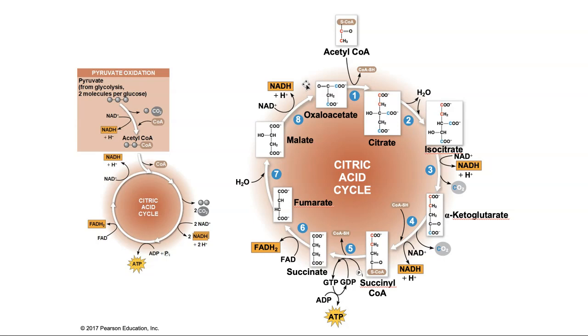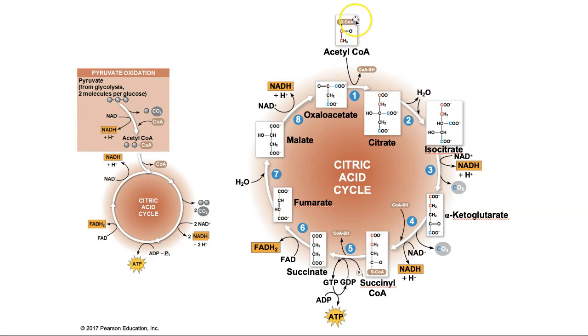Oxaloacetate is a 1, 2, 3, 4 carbon molecule. I also mentioned before to follow the carbons. These are actually color coded for you. Just take a look and see if you can find the pattern, because there's a very methodical way that this occurs. Again, it's a little bit beyond an intro bio course, but you're going to have to know it eventually. Might as well start looking at it.